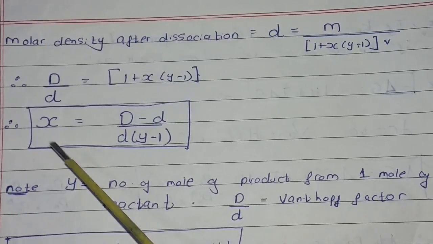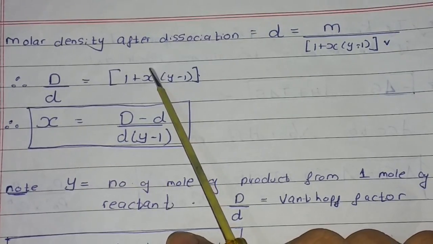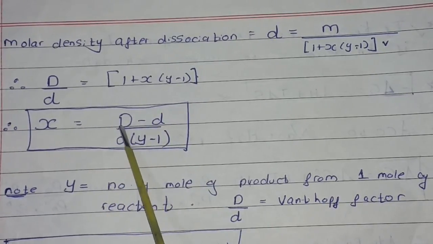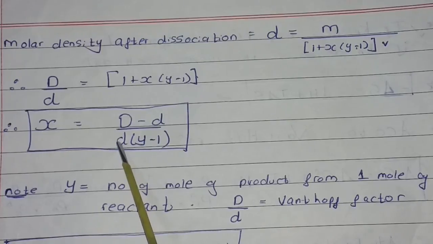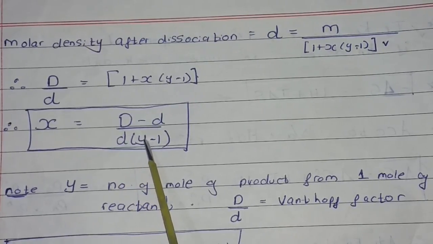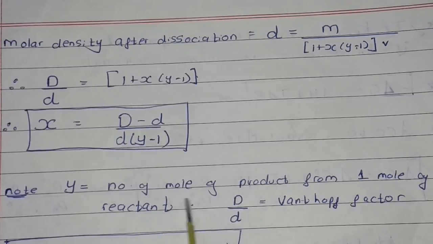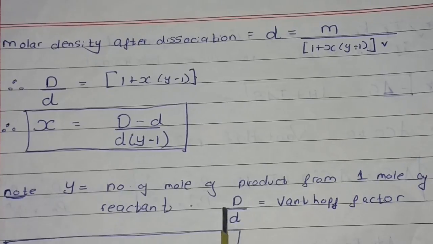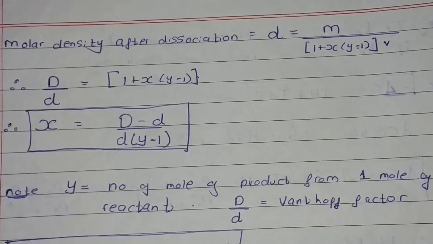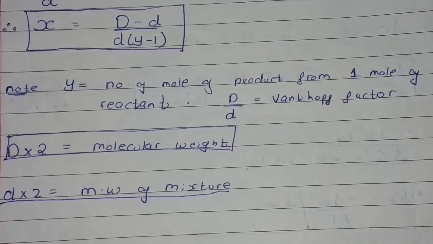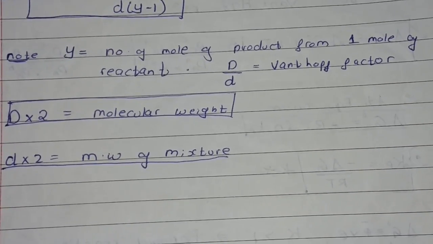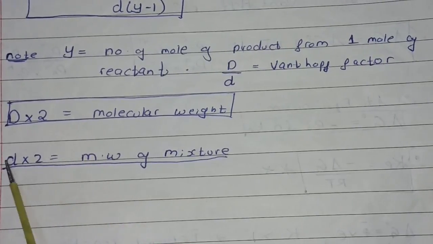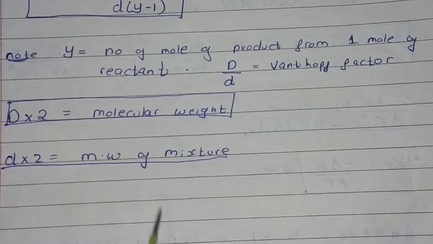So what is x? X is nothing but d after those rearrangements. I don't want to waste my time on that since the video is quite long. X equals actual density minus molar density upon molar density times (y minus 1). This is the value of x, where y is the number of moles of product formed from 1 mole of reactant. And actual density upon original density is nothing but the Van 't Hoff factor. You will learn about the Van 't Hoff factor in solutions in colligative properties, but right now I think it's okay. D times 2 is its molecular weight, and the molar density times 2 is the molecular weight of the mixture.